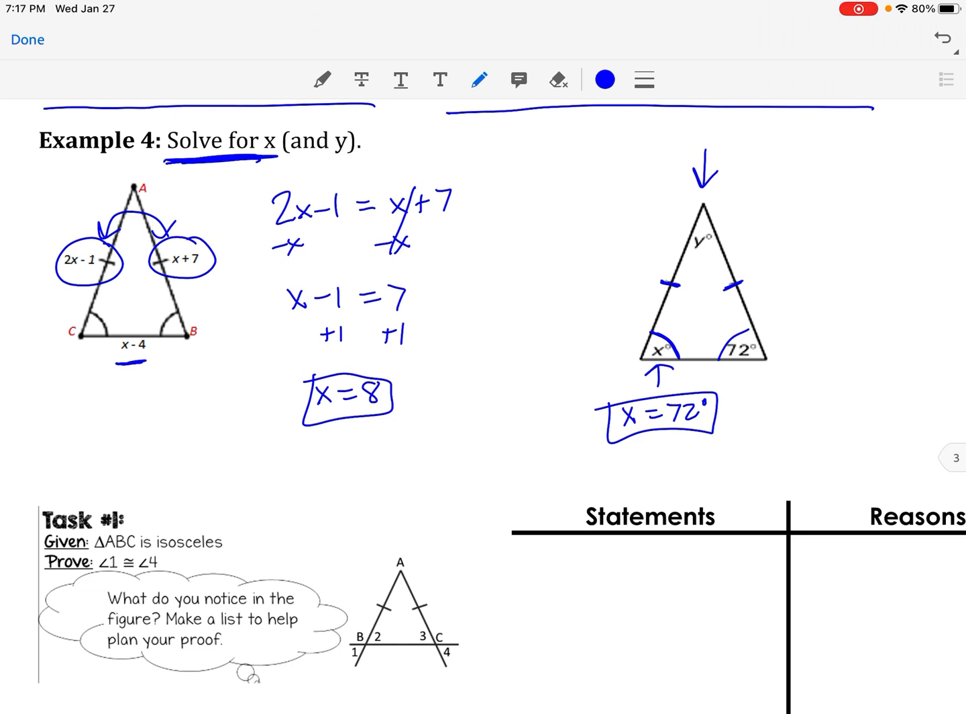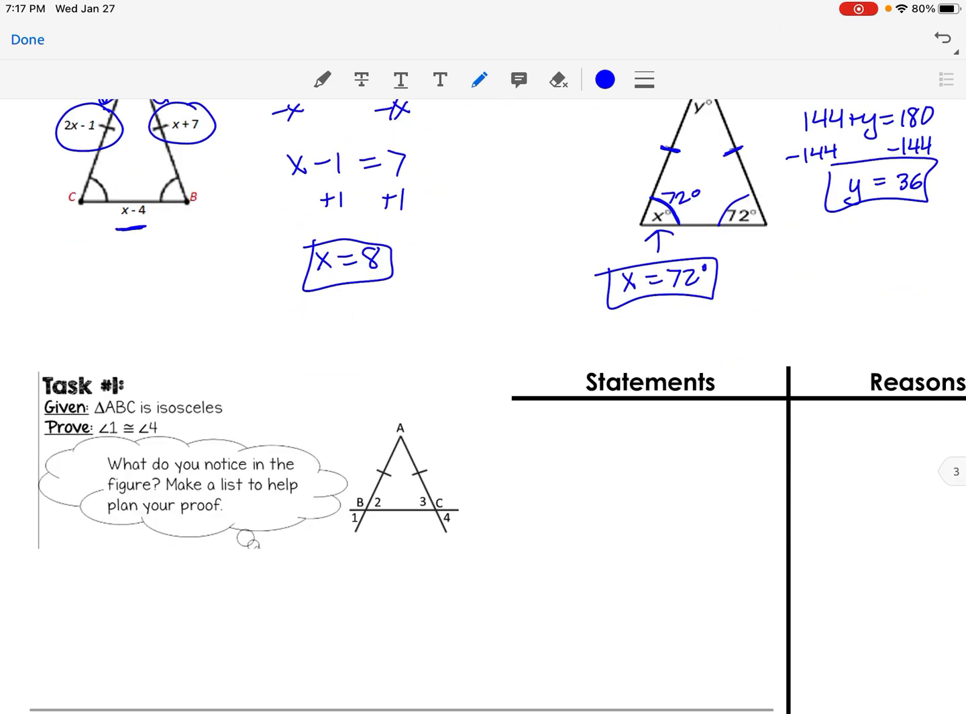And then if I know this is 72 and this angle is 72, then I can use my triangle sum theorem, because I know 72 plus 72 plus whatever my y value is going to give me 180 degrees, because all three angles of a triangle add to 180. So that gives me 144 plus y equals 180. We subtract 144 from both sides and y equals 36. So we solve for x and y on that one. Okay.